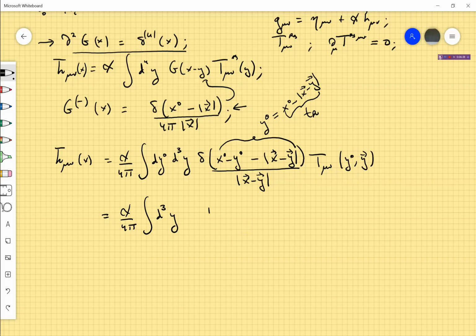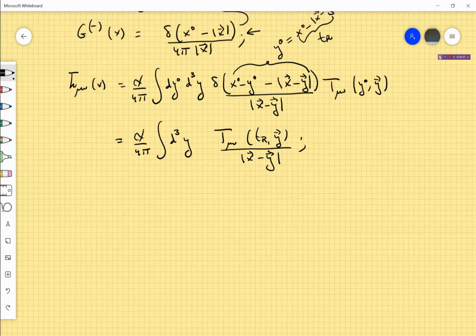So to get T^μν at the retarded time and y divided by |x − y|. And this is the basic solution, the basic form of the solution. If you know T^μν, you just plug it in this expression and you get automatically h̄^μν. Of course, we have to evaluate this expression, and this is not simple.